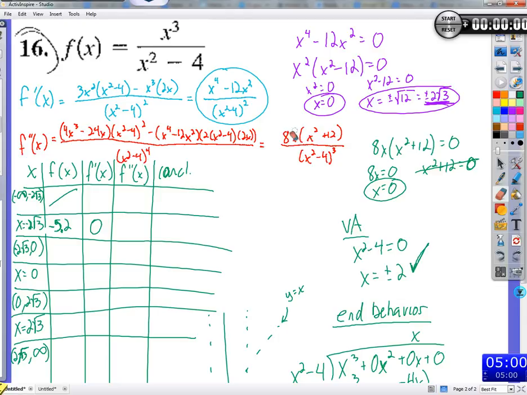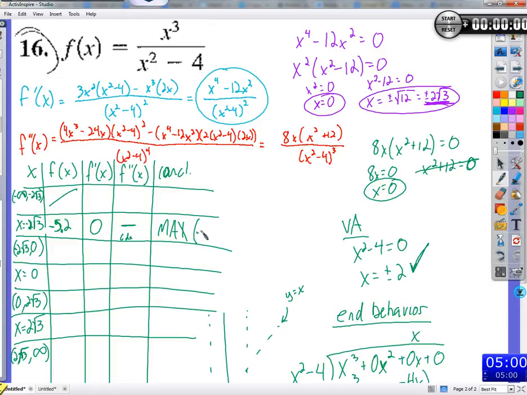Then we have this negative 2 root 3. So negative times positive, we get a negative up here. Down here, that's going to be positive 12, right? Minus 4, so that's going to be positive, and the cube is still positive. So we have negative divided by positive, which is negative. Negative means concave down. Which means what's our conclusion? At negative 2 root 3, we have a maximum.